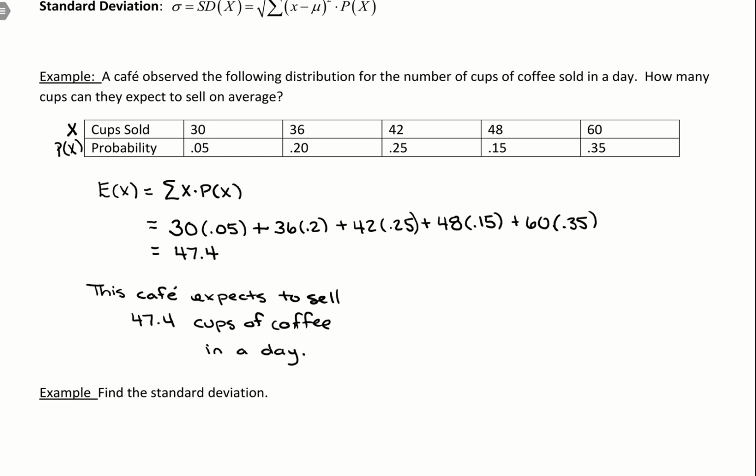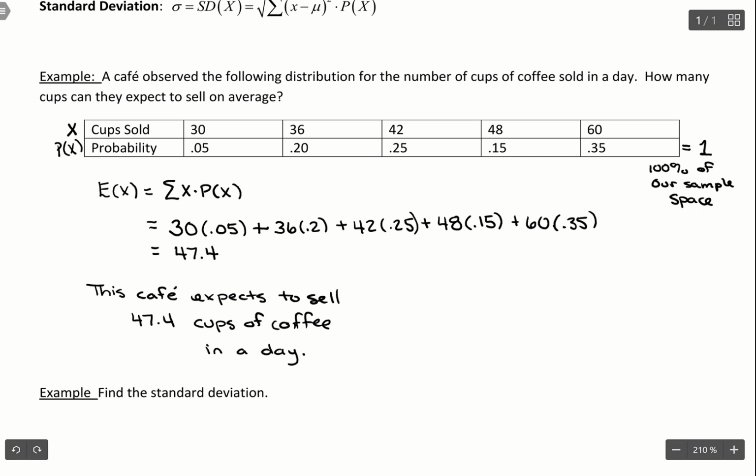Something we should check with our probability distribution: like I said, this should be covering all of the scenarios. A quick way to check is to add up your probabilities. If we take 0.05 plus 0.2 plus 0.25 plus 0.15 plus 0.35, you're going to see that they add up to 1, which is the idea of 100% of our sample space. If that added up to any other number, it wouldn't be an accurate probability distribution, and then these formulas don't work correctly. So for a probability distribution, the probabilities should always add up to 1.